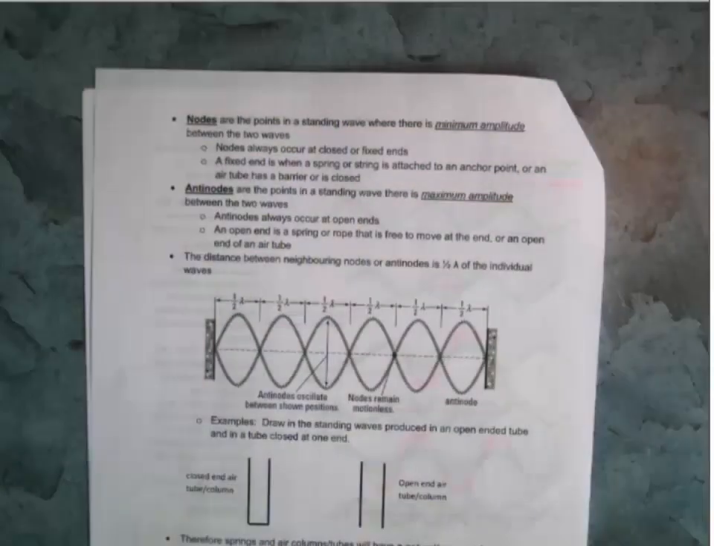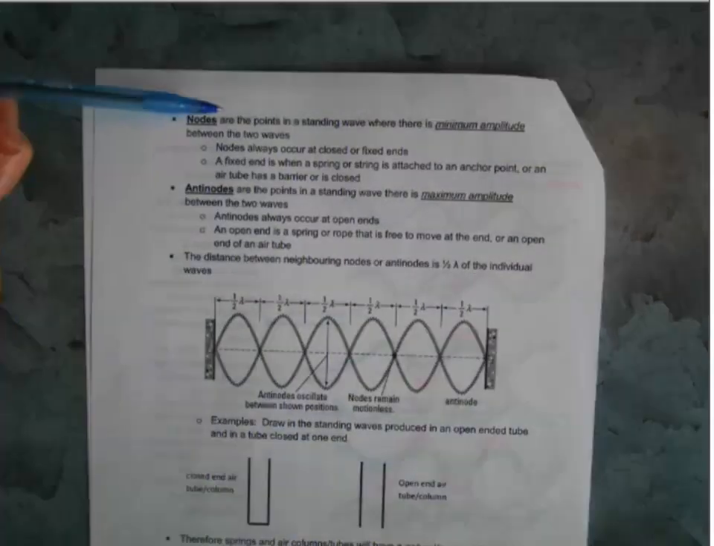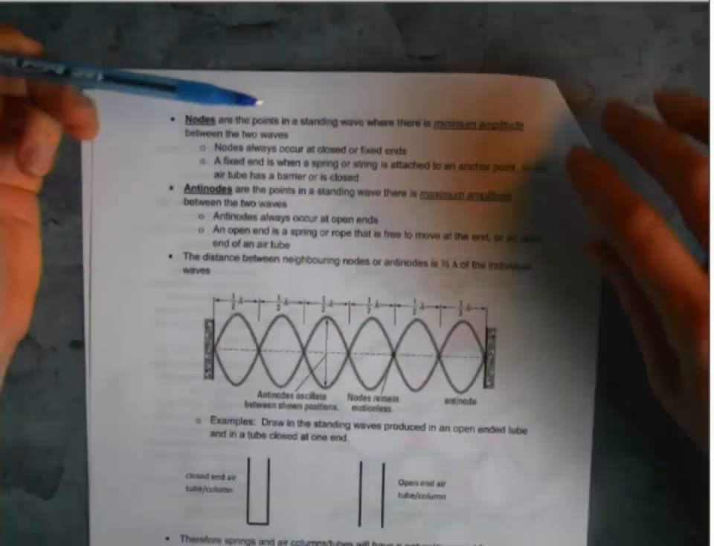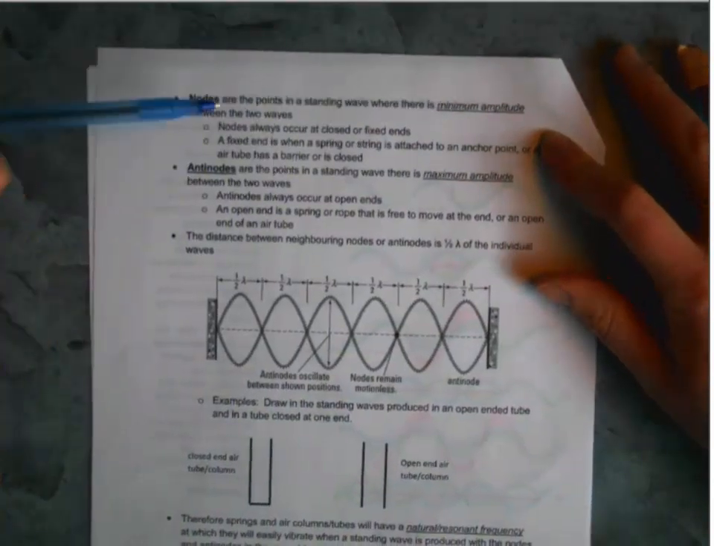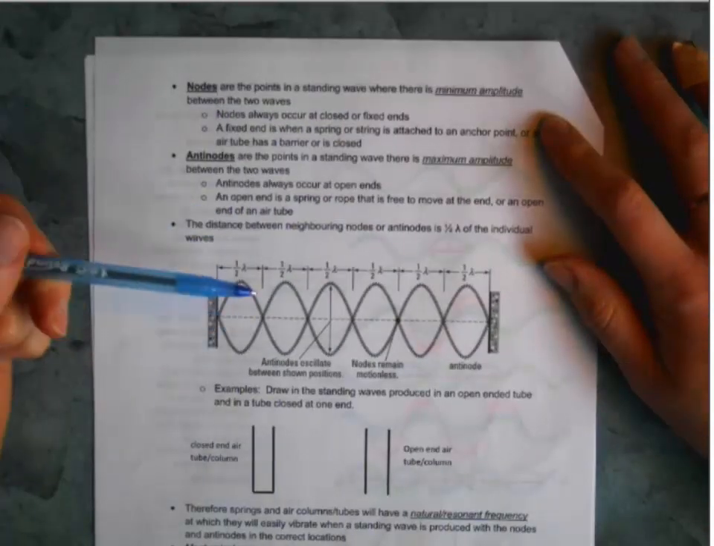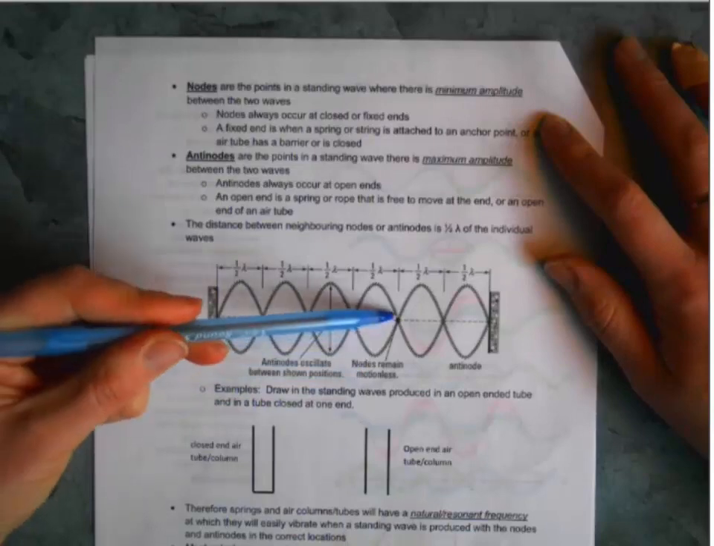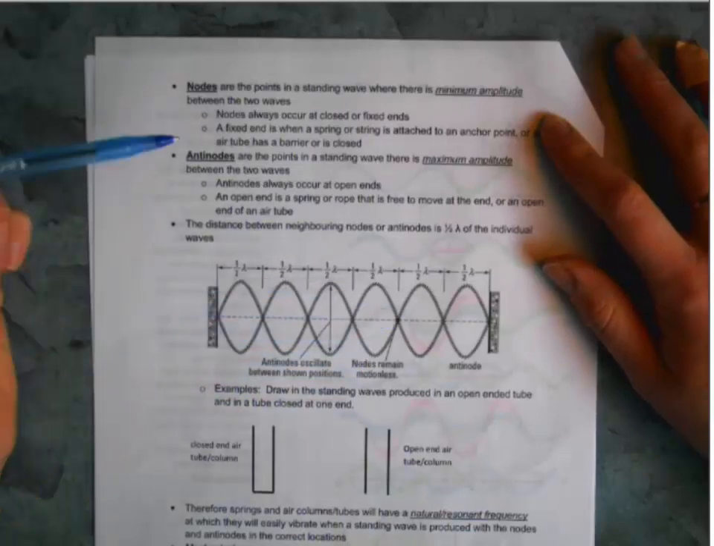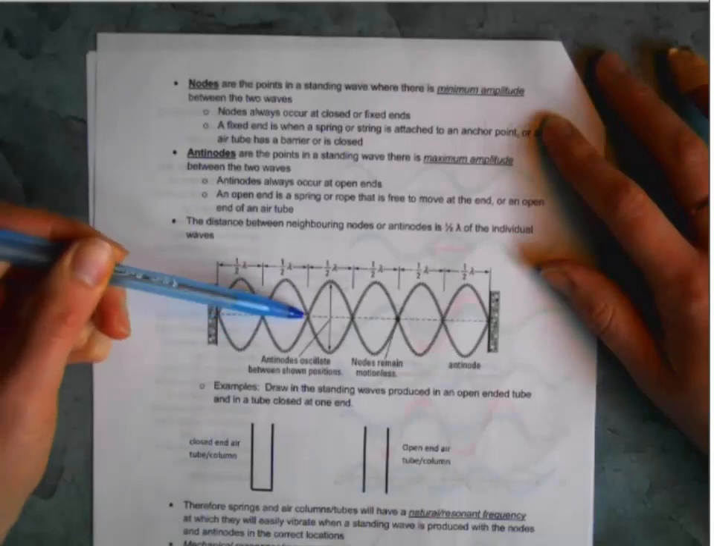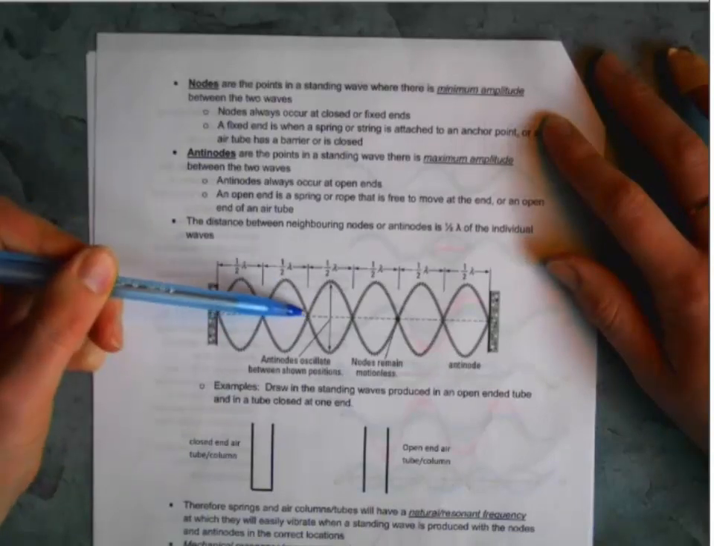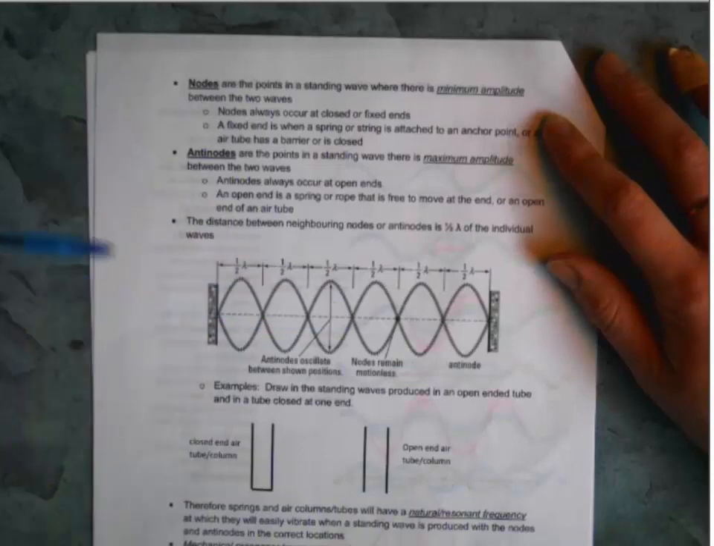So we have some more terminology to look at in terms of these standing waves. The first thing is we have nodes and antinodes. Nodes are basically the points in the standing wave where there's minimum amplitude between the two waves. An example would be here, we can see nodes are right here. And it would be the same throughout, right? So we have minimum amplitude. Basically the two waves are summing together to add up to the equilibrium.